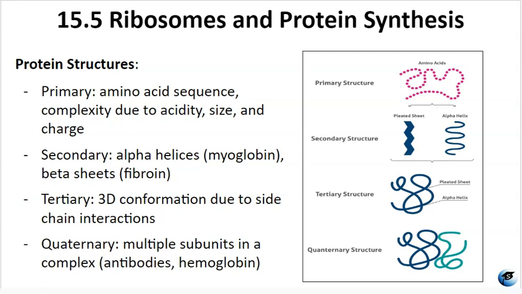Examples would be antibodies and hemoglobin. Now, besides these 4 levels of structure, proteins can be further altered for function by post-translational modifications. Please watch this short video that shows the processes involved in protein folding and the different types of protein structure.